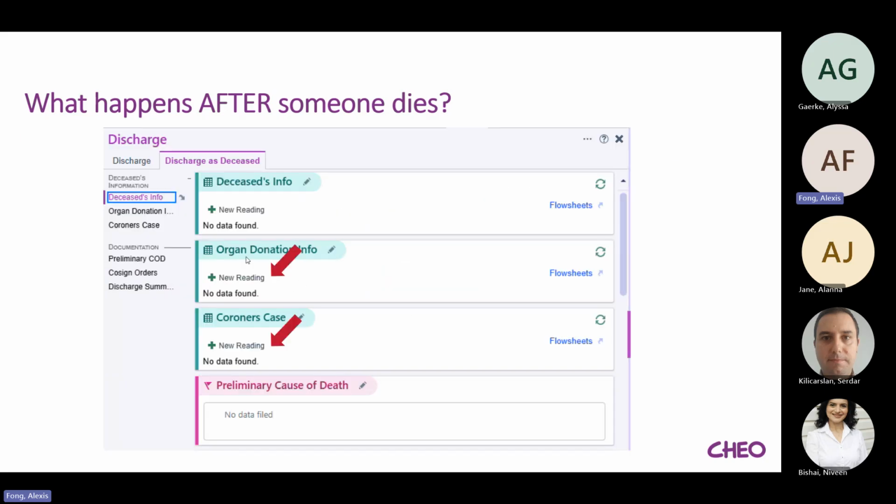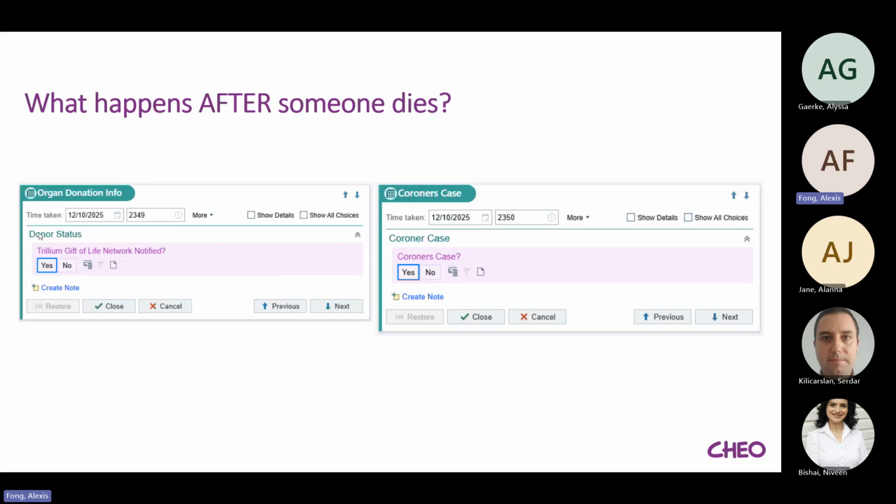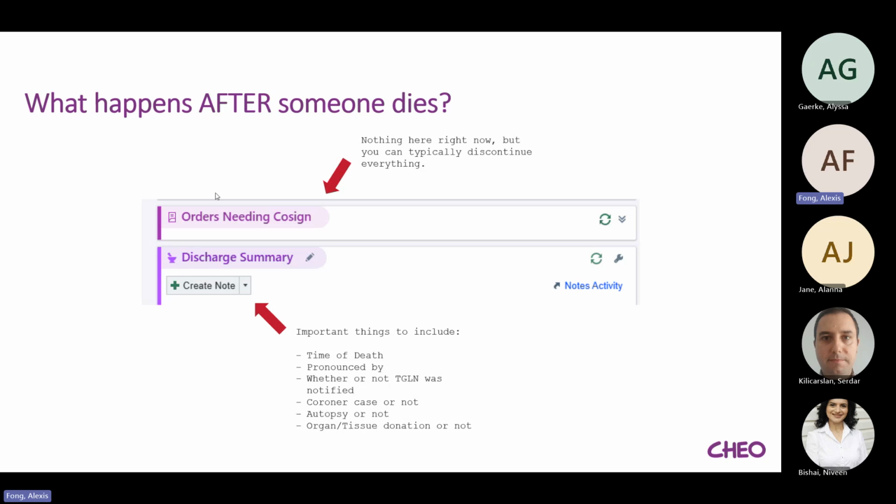There's organ donation info and coroner's case. So was Trillium Gift of Life Network notified? And is this a coroner's case? And then orders needing cosign. There's nothing here right now, but essentially you can discontinue everything because they're deceased and aren't needing their medications anymore.